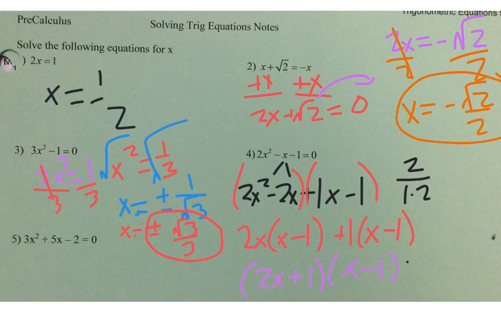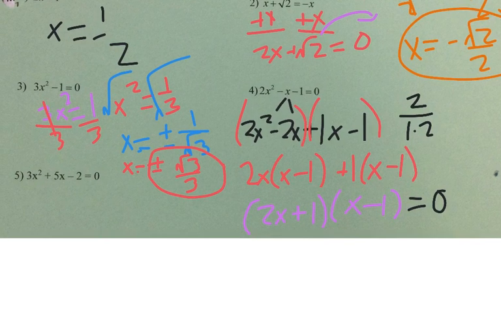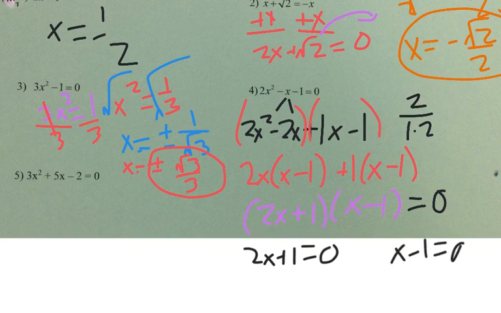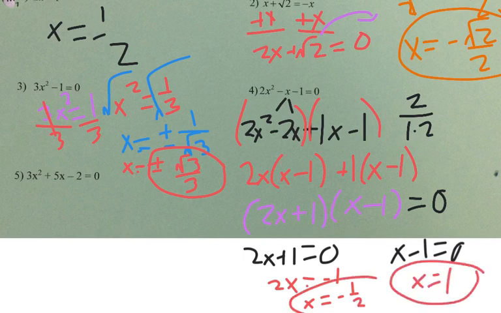Now I'm not finished. I have two things multiplied to be 0. So that means either the first parenthesis must be 0, or the second one must be 0. And we solve. So this is 2x equals -1, so x equals -1/2. Here we've got x equals 1. So I have two solutions: -1/2 and +1. Can you do 5?